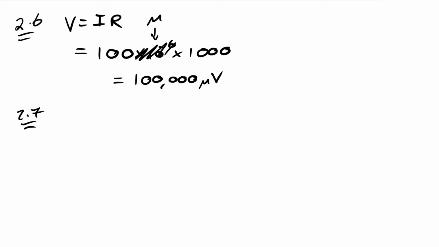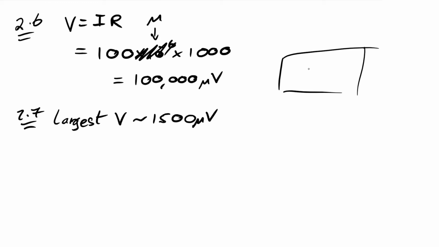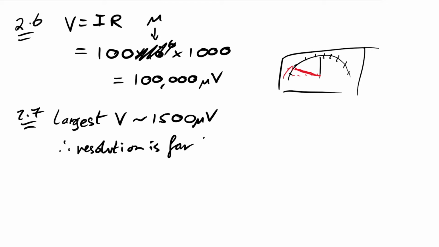2.7, the scale has 50 divisions. Why is this meter not suitable for the experiment? Well, if we have a look back at our data and our graph, we can see that the largest voltage was around 1500 microvolts. So if this is our voltmeter and this is our scale, the maximum we're going to get is there. It's only going to go from there to there. That's not very good. We're not utilizing the vast majority of that scale. So therefore, the resolution is far too small for readings.